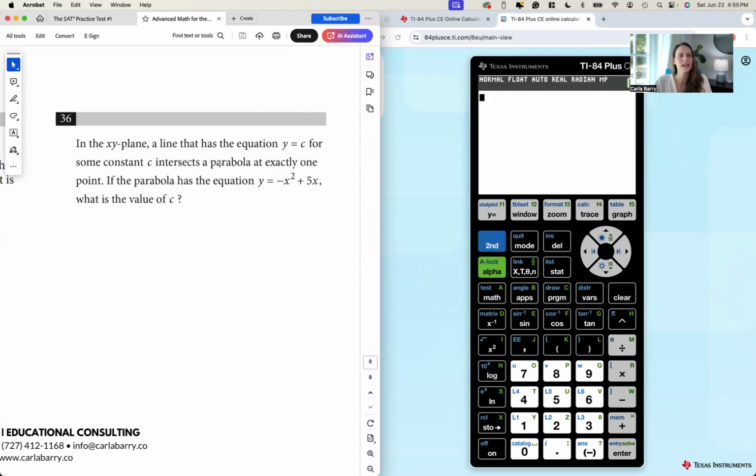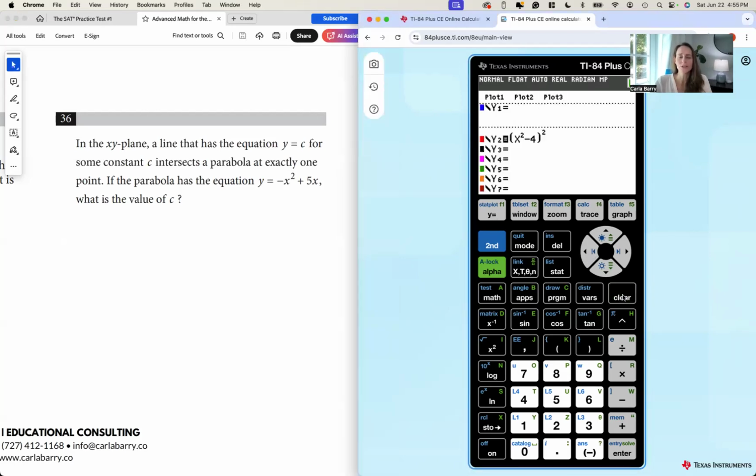So in the XY plane, a line that has the equation y equals c, can anyone tell me, is y equals c vertical or horizontal if y equals a number? Y equals c for some constant c intersects a parabola at exactly 1 point. Is that a vertical or a horizontal line if y equals a number? Now remember, you have your calculator. So if you didn't know, you can just pick a number for y, say y equals 2, and go graph that. And then you see, oh, it's horizontal.